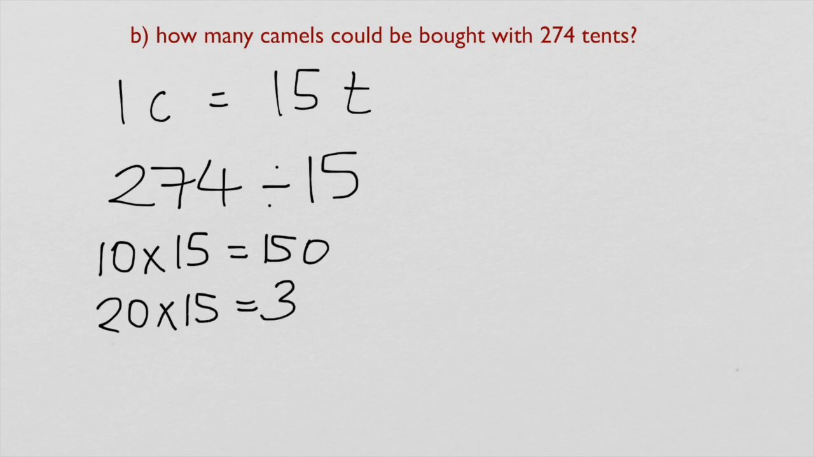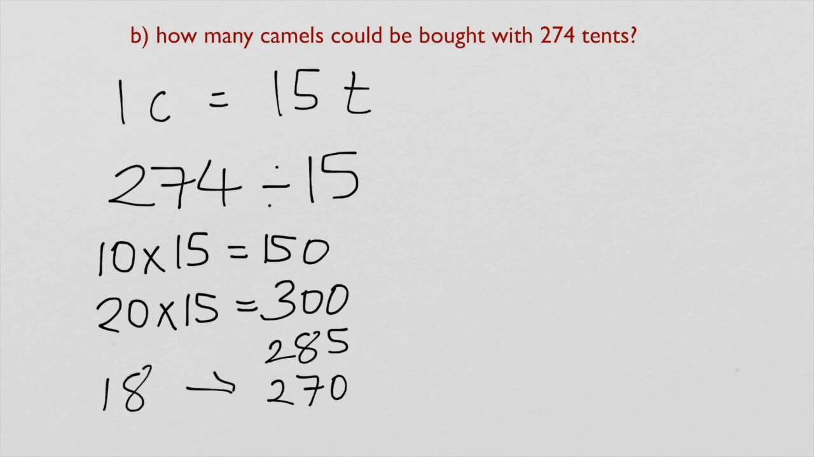So what I can do is just take away 15, and that gives me 285. Take away another 15, I get 270, and that's a remainder 4. So 18 camels gets me 270 tents with 4 left over. So it has to be the full number of camels to be bought. So my answer there is 18.